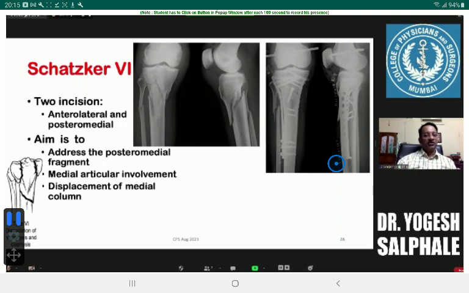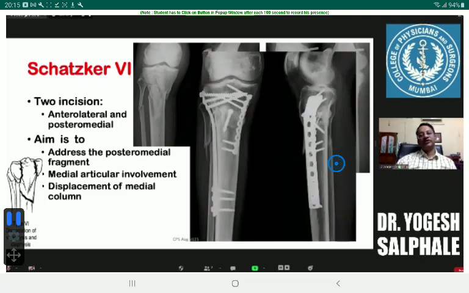So now as we move on to type 6, the metadiaphyseal dissociation, the fracture which is one of the most serious fractures. There are two incisions, the anterolateral and the posteromedial incisions, most useful to address the majority of the proximal tibial fractures. The aim is to address the posteromedial fragment, the medial articular involvement, and the displacement of the medial column. As we move ahead in this talk, you will come to know why the posteromedial fragment is most important.